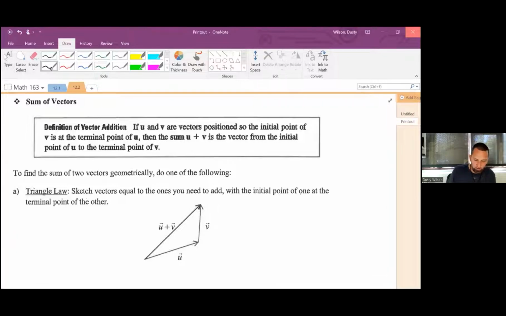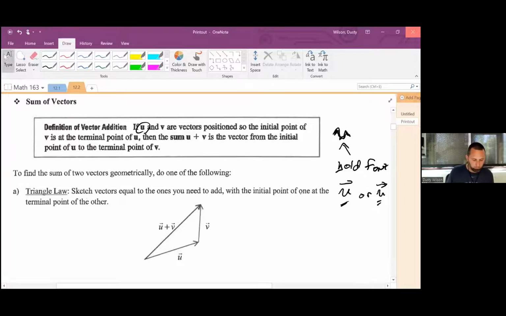And just as a side note, sometimes you'll see u written like this, kind of with a bold font, like here. And other times you'll see u written with an arrow over the top, or a full-on arrow. All of these are meant to represent a vector. It's difficult to draw a boldface u, and so usually, at least by hand, we stick to the arrow notation.